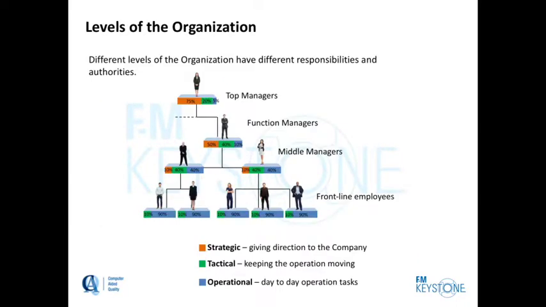Levels of the organization. Different levels of the organization have different responsibilities and authorities. In this chart, you can see that upper management is highly oriented to taking strategic decisions. On the opposite, the lower levels of the organization are mostly operational. So what does this mean? It means that top management will take those decisions that will lead the whole company.